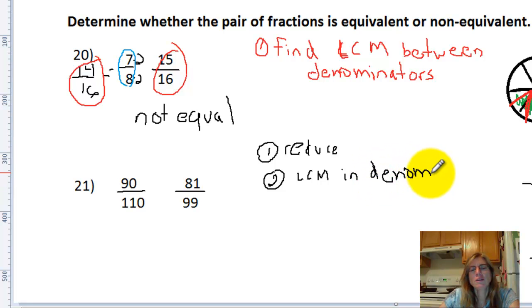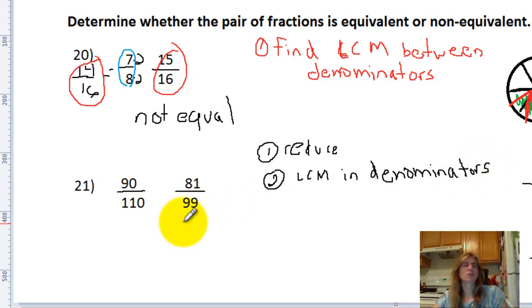You will be finding a least common multiple in denominators when you add and subtract fractions, which is coming up. In the meantime, in order to find equivalent fractions, you have to compare the denominators, or make them equal before you can compare the fractions. We're going to reduce first in this case.